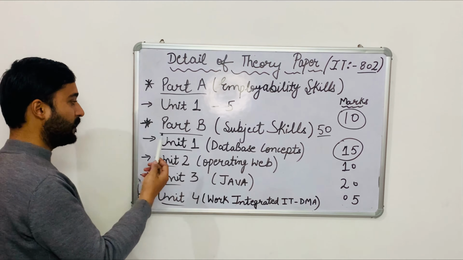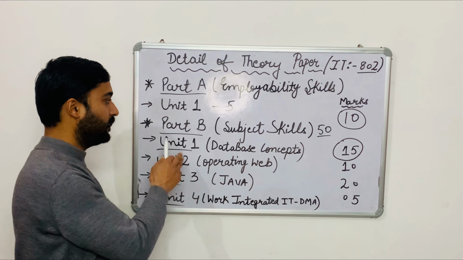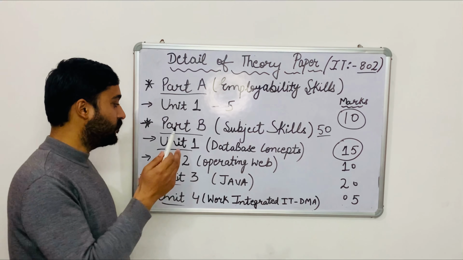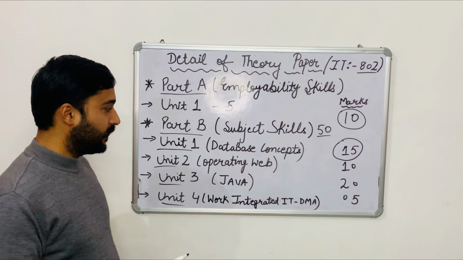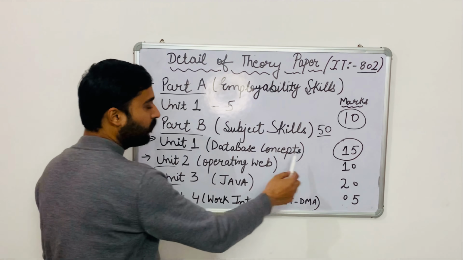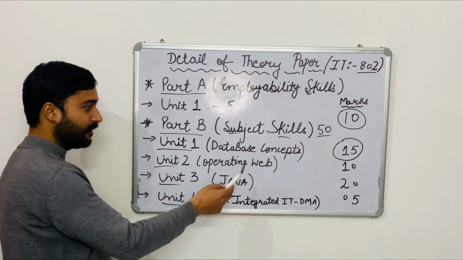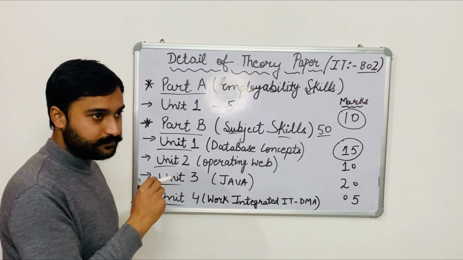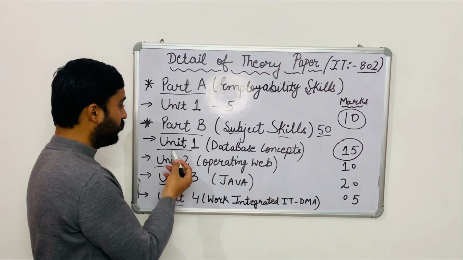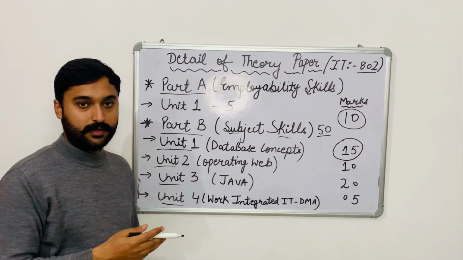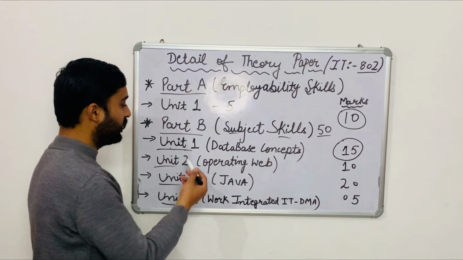So just remember the pattern in your mind of which exercise is more important and which exercises you have to focus on more. That is why the syllabus is divided into parts. Database concepts are of 15 marks, which is the first unit of subject skills. Then we have the second unit, which is operating web, and that is typically theory based because it is not a practical unit. Your unit 1 and unit 3 are practical oriented, so mostly practical based questions in the theory paper are coming from units 1 and 3.